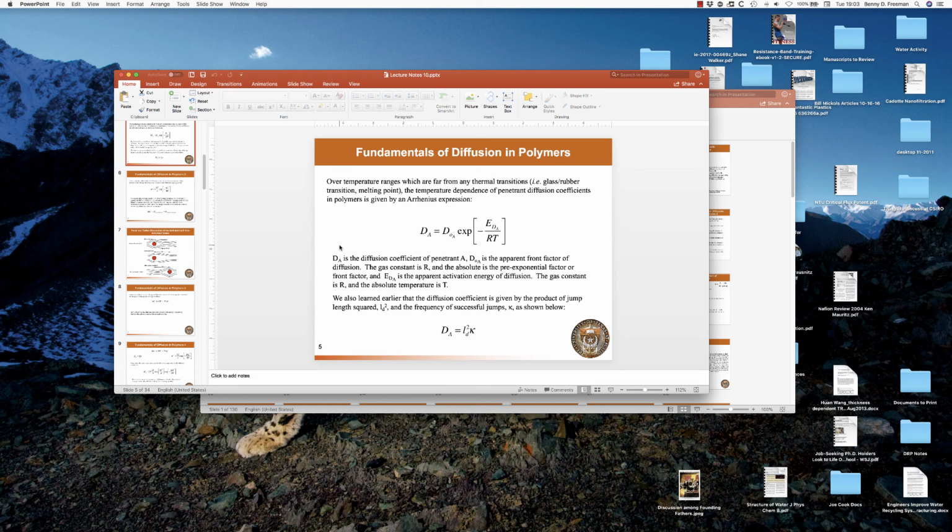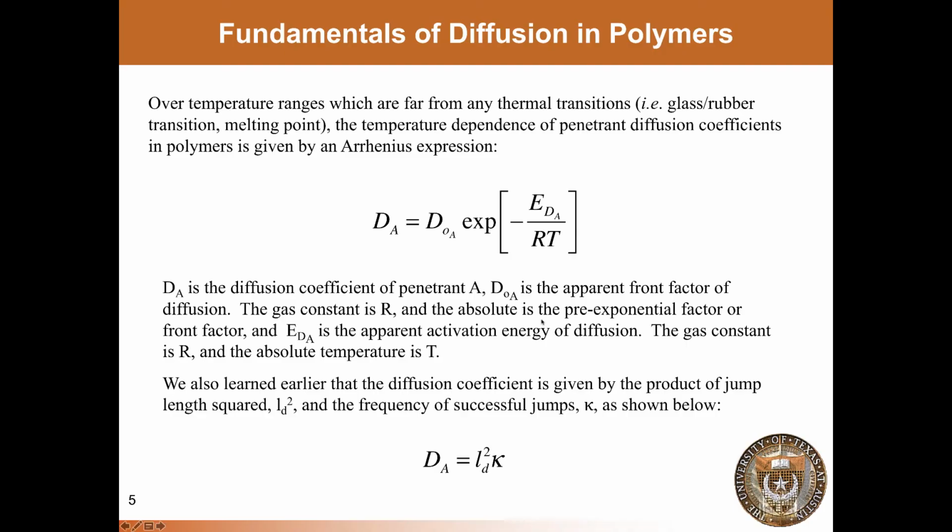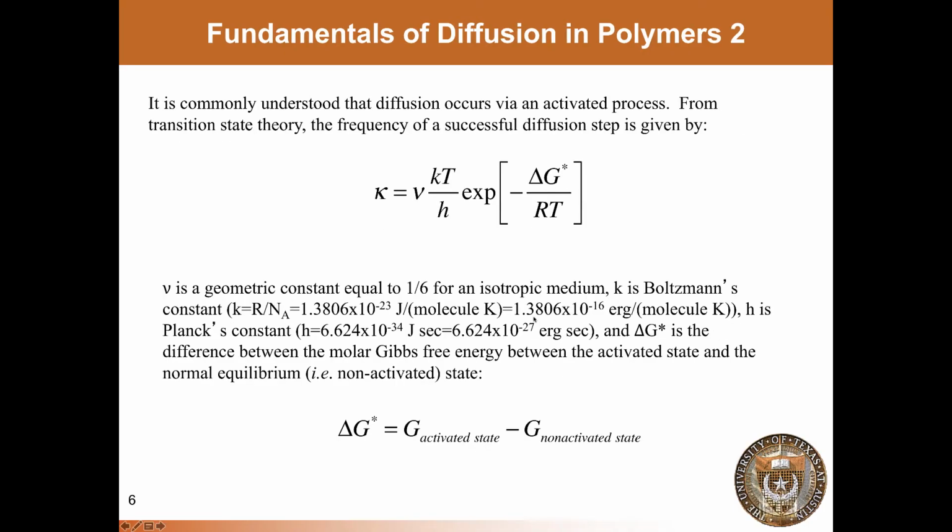We're going to pick the lecture up where we ended off last time, and we were talking about diffusion in polymers and how it's often described in terms of an activated state process modeled by an Arrhenius equation. And within the context of this model, one can apply transition state theory to give an expression for the frequency of diffusion steps in terms of the Gibbs free energy between the activated and ground state.